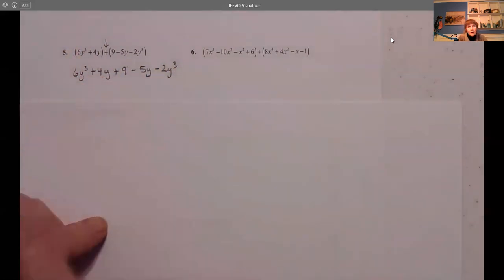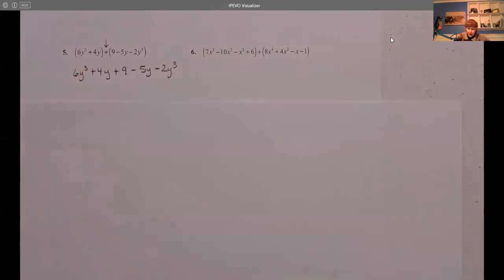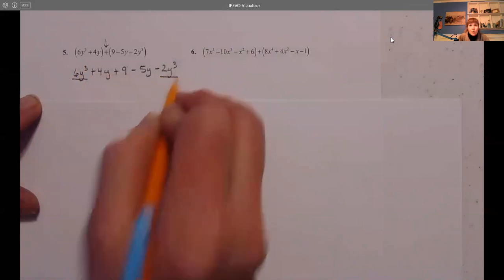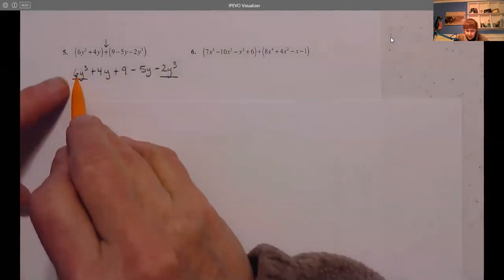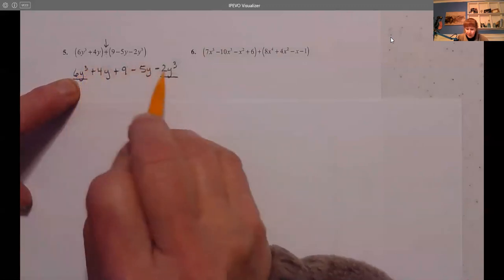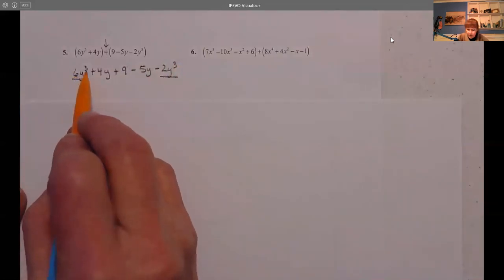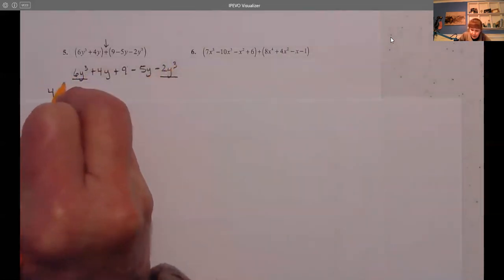Here we're going to start with the highest power, which is the 6y cubed. The y cubed is the highest power. We'll start with that one. I have a 6y cubed and a -2y cubed. Those are like terms because the variable groups match. The coefficients in front don't have to match, but the variable and the exponents have to match perfectly, which means 6y cubed and a -2y cubed is 4y cubed.